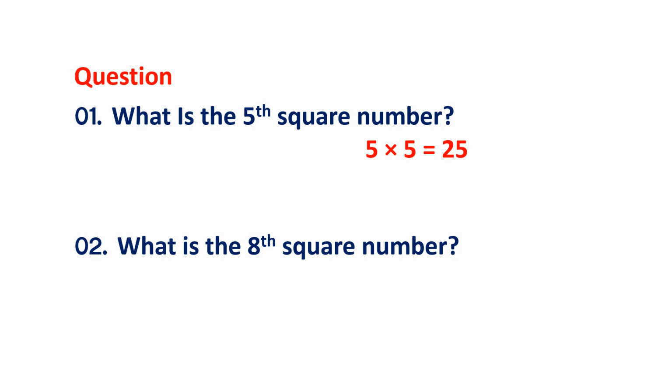Second question, what is the eighth square number? Likewise, I can multiply 8 by itself to obtain the eighth square number. So 8 multiplied by 8 is 64. Therefore, I can say 64 is the eighth square number.